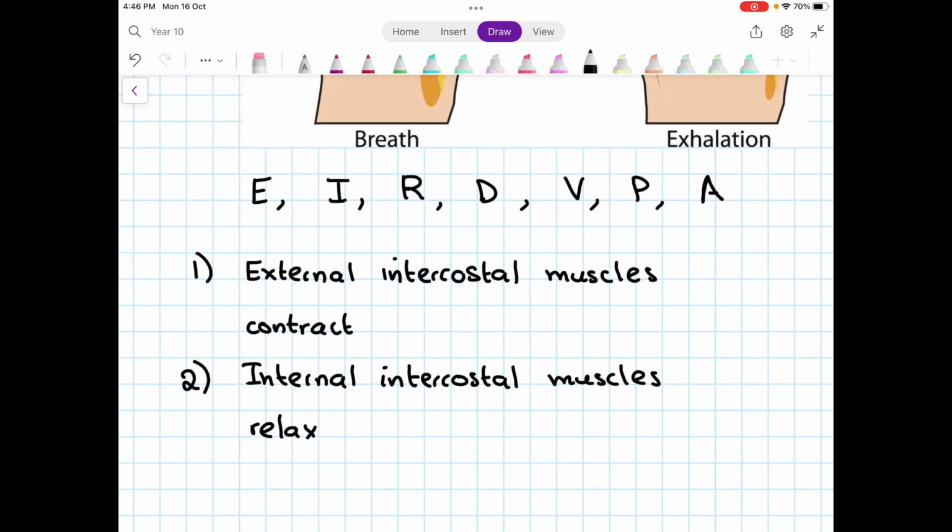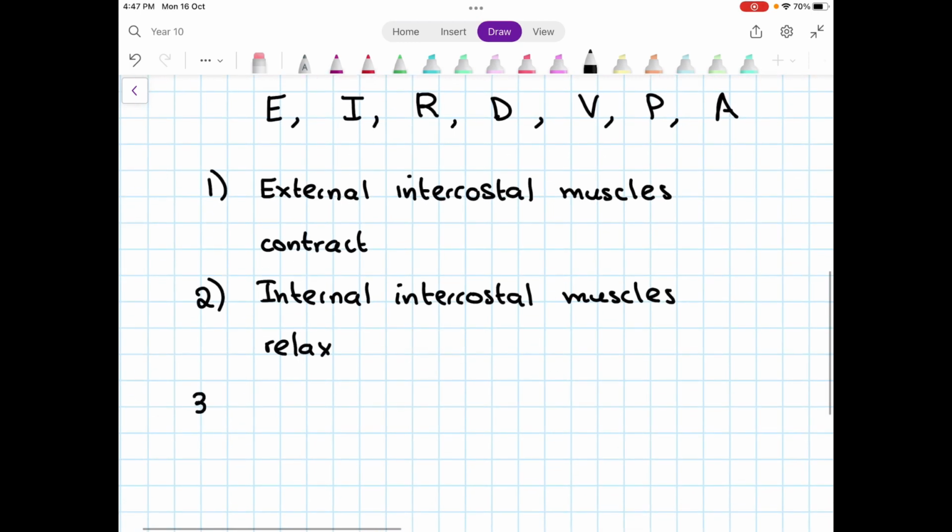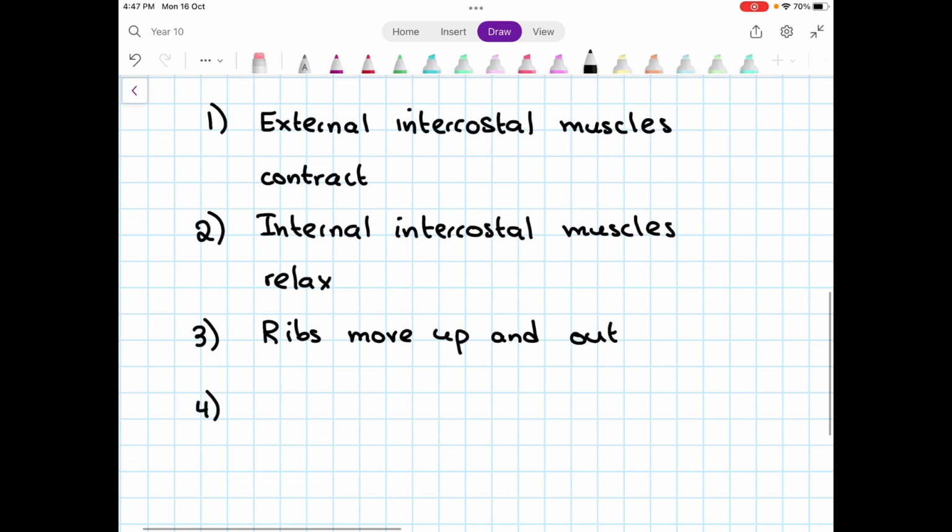And this is because both the external and internal intercostal muscles form an antagonistic muscle pair. So if one contracts, the other relaxes. Next, as part of inhalation, your ribs will move up and out. Then the diaphragm contracts and flattens.